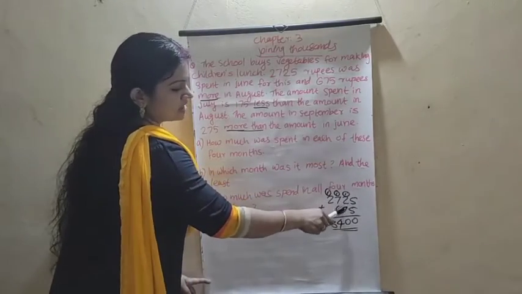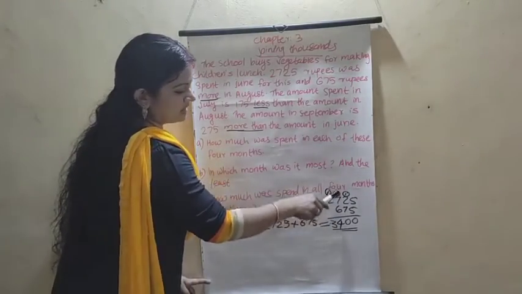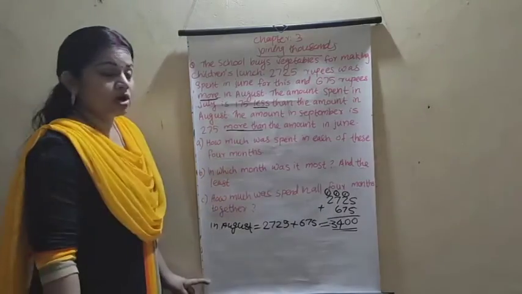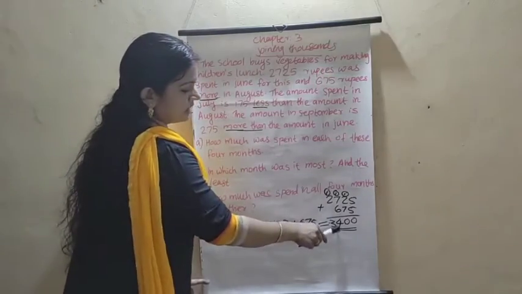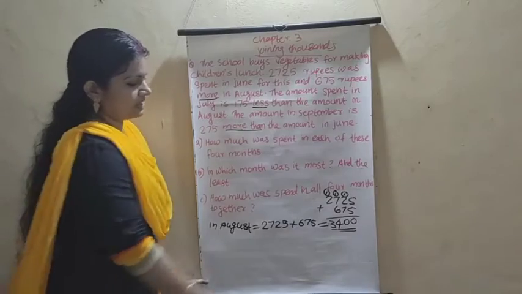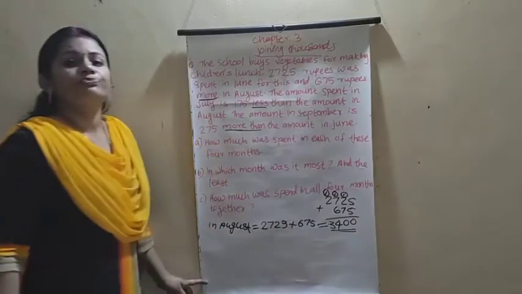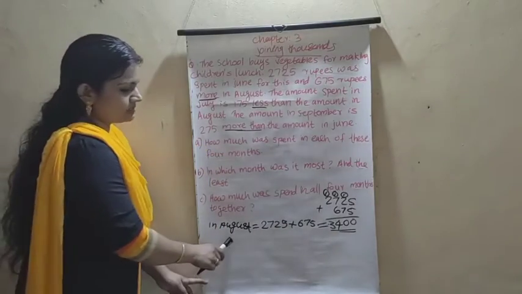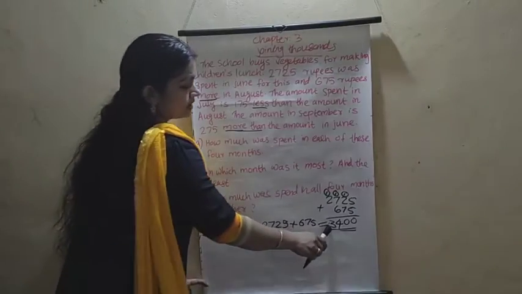5 plus 5, 10, 0, 1 is the carry. 7 plus 2, 9 plus 1, 10. 1 is the carry. 6 plus 7, 13, 13 plus 1, 14. 1 is the carry. 2 plus 1, 3. Then 3,400. In August month, how much money? 3,400.